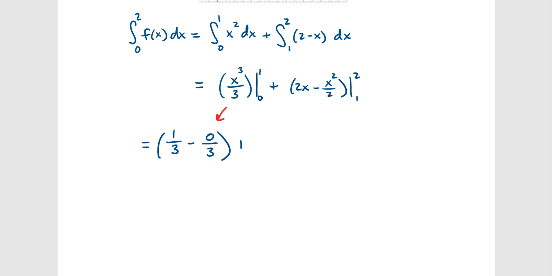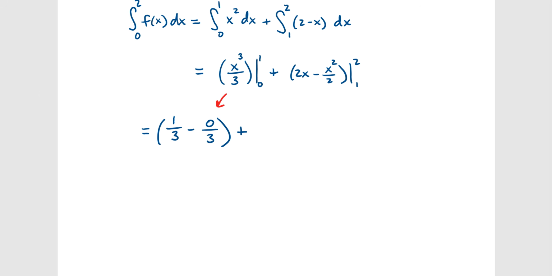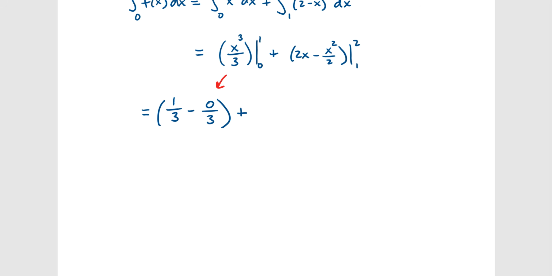For this one, instead of writing 1 cubed over 3 minus 0 cubed over 3, you can just do it in your head and say that 1 cubed is 1, 0 cubed is 0. So you can skip steps if you're comfortable with it. You can skip some intermediate steps.